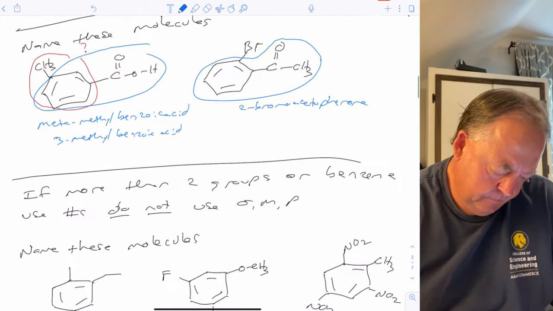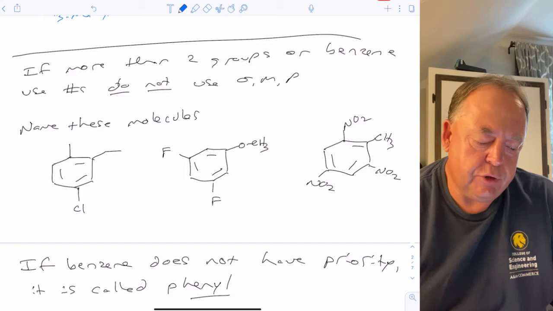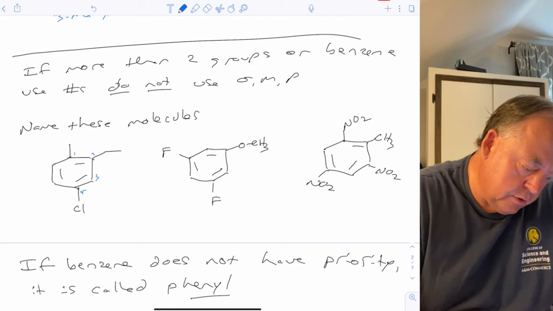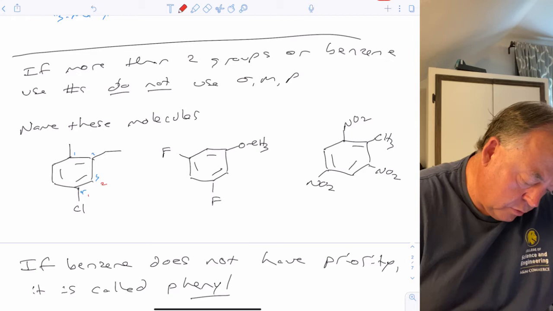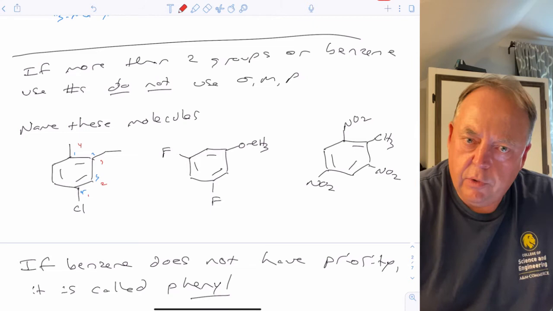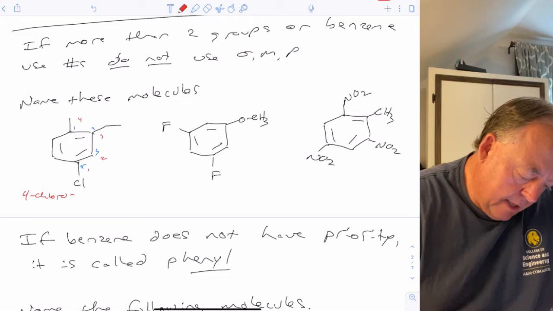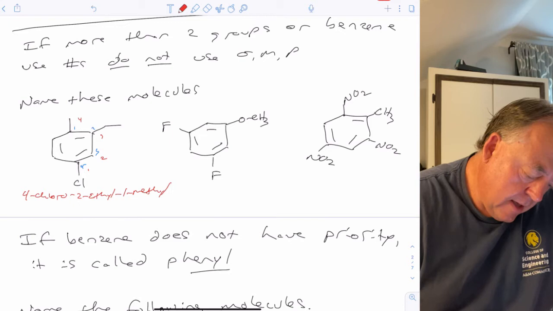Okay, so if there are more than two groups on benzene, then you use numbers. You never use ortho, meta, or para. So three things on benzene. We have to decide where to start numbering from. Is it 1, 2, 3, 4 like that, or is it 1, 2, 3, 4? Well, you want to keep the numbering scheme as low as possible, so we're going to go with blue. So this would be 4-chloro-2-ethyl-1-methylbenzene.